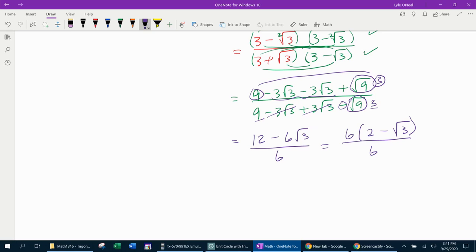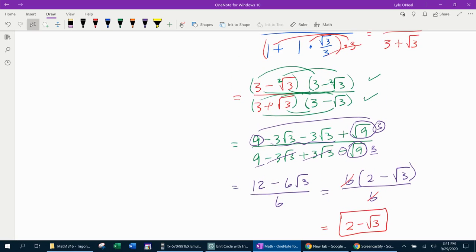So that I can reduce the 6. And my final answer should be 2 minus square root of 3. That is simplified completely. And wouldn't it be nice if there was a way to check that?